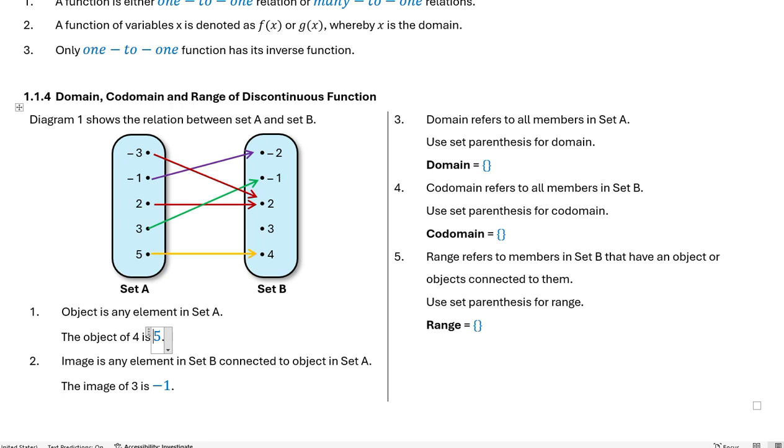Now, domain is all members in the set of objects. All members. So we go in ascending order, starting with the lowest value: -3, -1, 2, 3, 5.